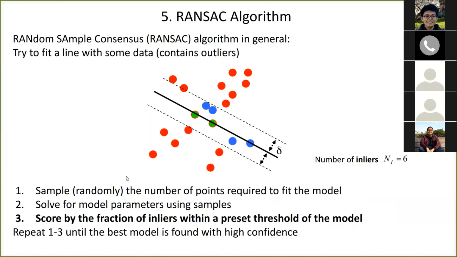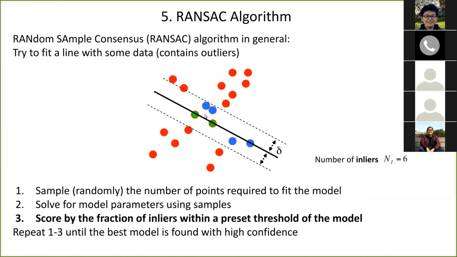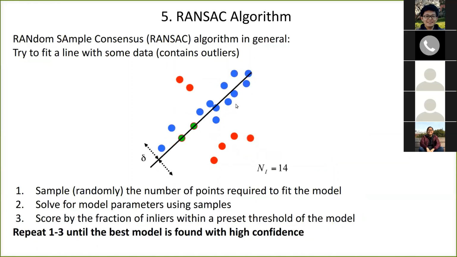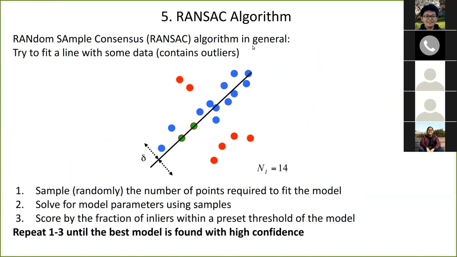So in this case we have 6 inliers, right? Then we can repeat this process and sample the points again. And in this case, we'll have 14 inliers. So this model is much better than the previous one. It can fit more data in this small data set. Okay, so this is how RANSAC works.